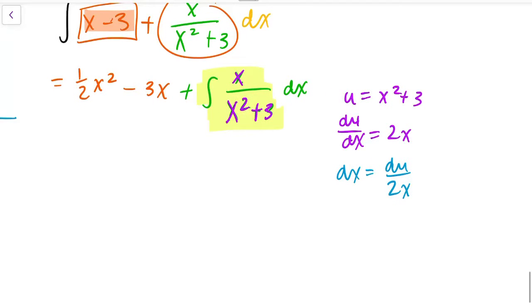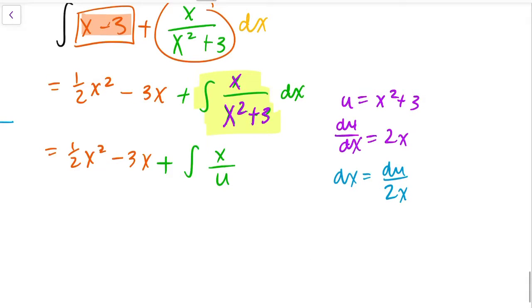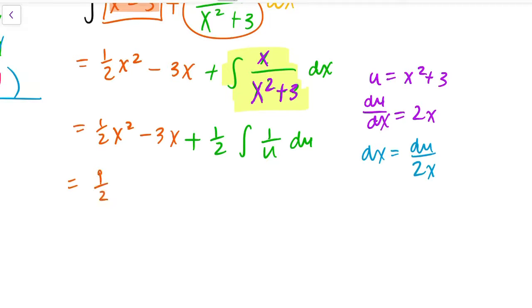So then that integral, and we'll just copy everything down, 1/2 x squared minus 3x plus, now all of a sudden it's turned into x over u, right, x squared plus 3, times dx, well, dx was du over 2x. Your x's cancel, which is good. And then, like I said, that 1/2 comes out front. So all of this in terms of u is going to be 1/2 times the integral of 1 over u du. So our total antiderivative is 1/2 x squared minus 3x plus 1/2 times the natural log of the absolute value of u, and then we can throw that plus c on at the very end.